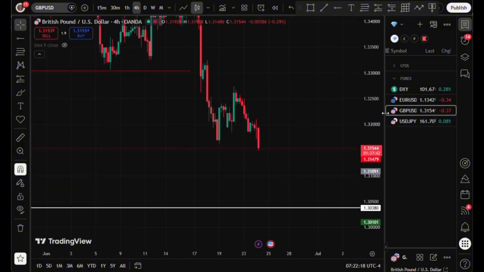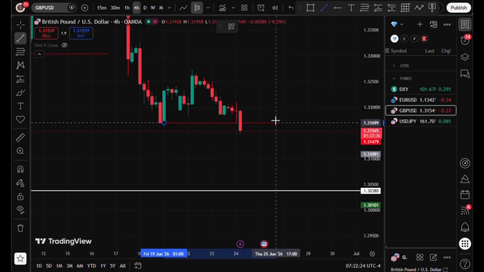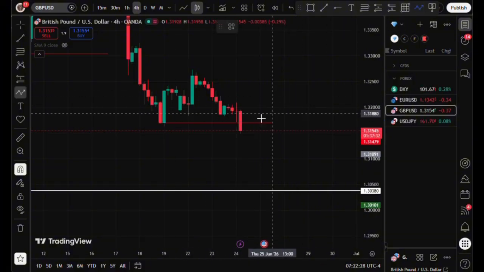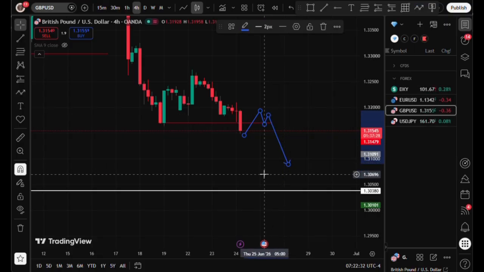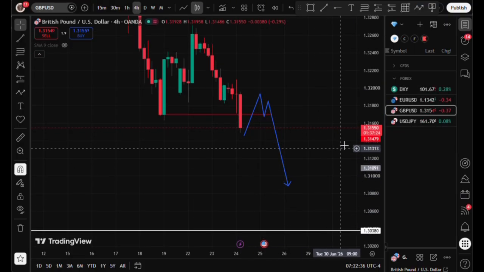All right, so on GBP USD, you can also see that if we get a retracement into any of these levels, this is an old low. So if we should get a retracement into this level, we can start looking for a breakdown on the lower time frame to actually trade in the direction of our anticipated movement.